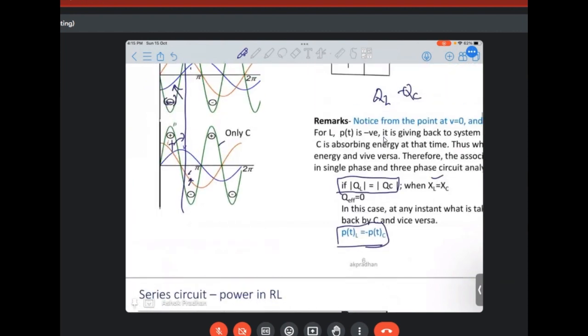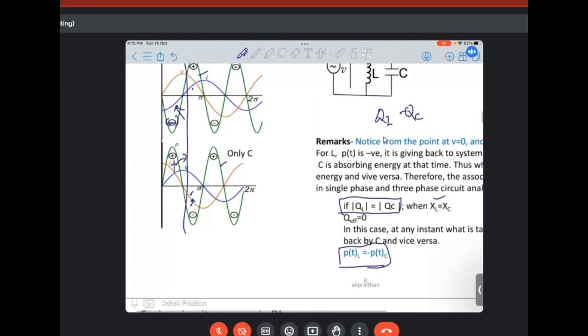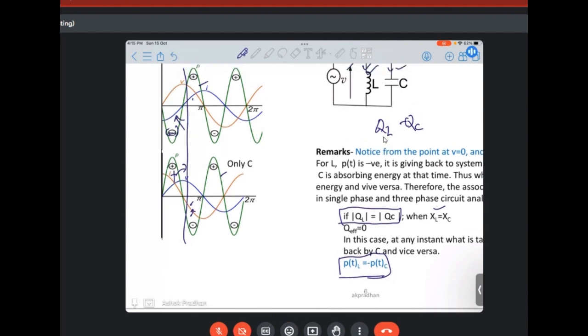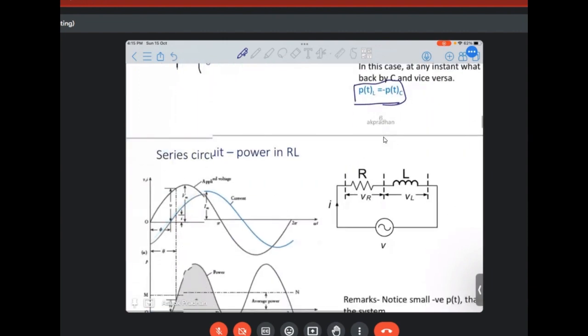Because we know there is no real power here. Even if you are talking about small p, meaning instantaneous power, here you don't have any real power, P, average power or watt power. Everything is in terms of reactive power. So that means at each instant, whatever QL happens to be there, there will be a countering QC for that.